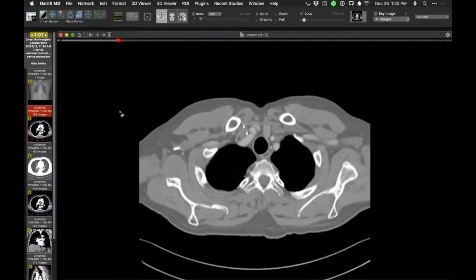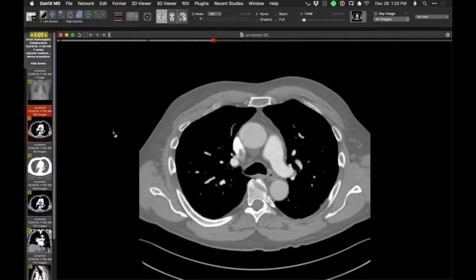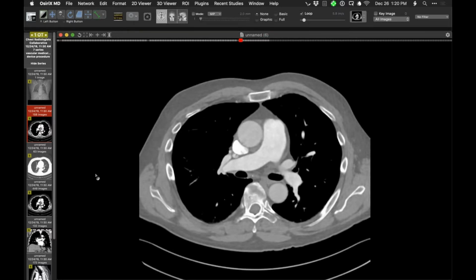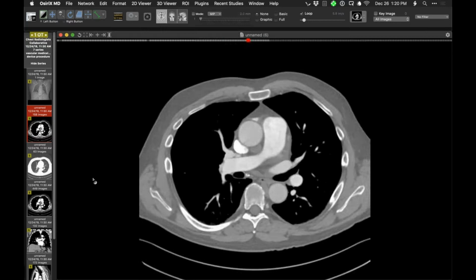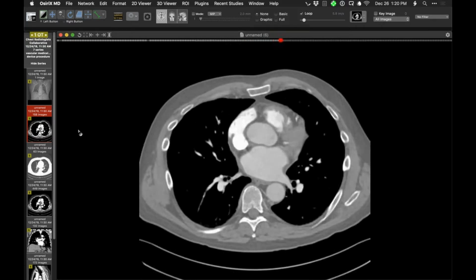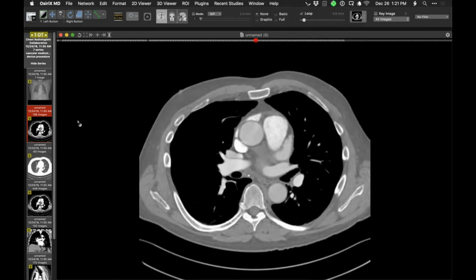CTPA, and if we were reading this, we would just read this in the usual way. There is obviously greater opacification of the pulmonary artery, so it's a diagnostic exam, and there's no PE.